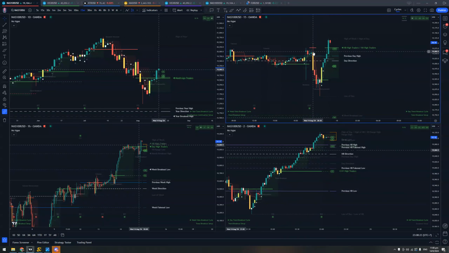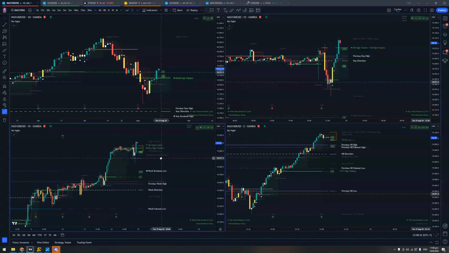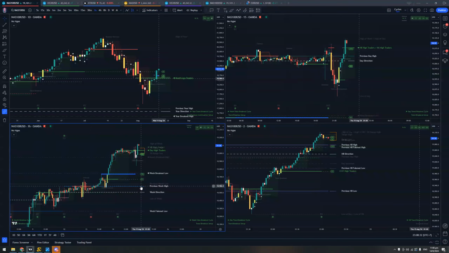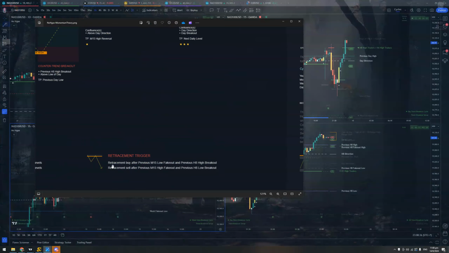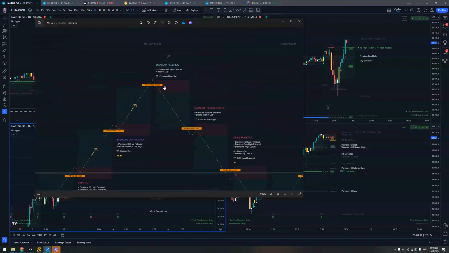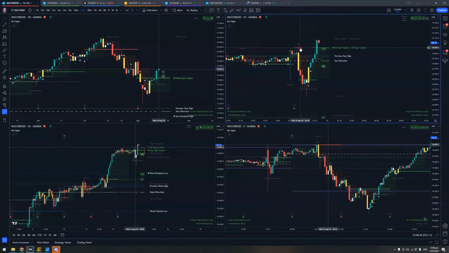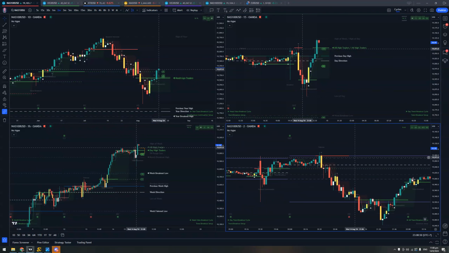But coming into the session, we were actually at the high of the day. So when we're at the week breakout level and previous week high, faking out the previous day high, what that is, again, is a breakout reversal setup. We have the breakout high, faking out a previous high, another breakout reversal setup on the weekly. And so I ended up taking that, triggered the H8 high right here.